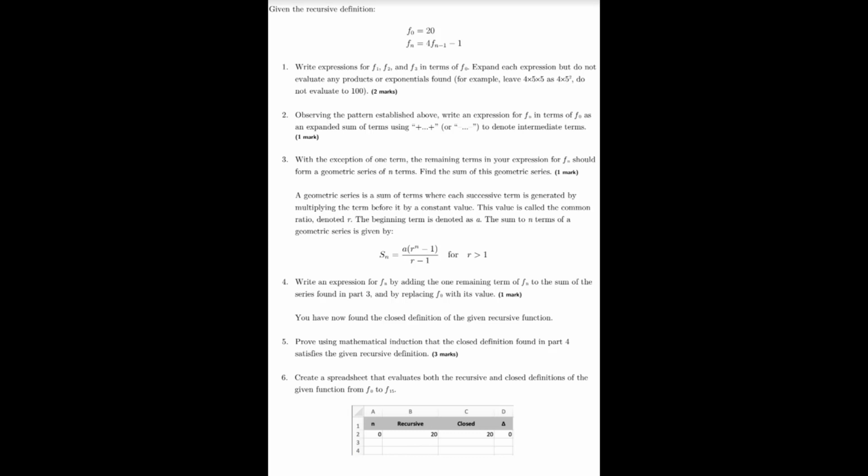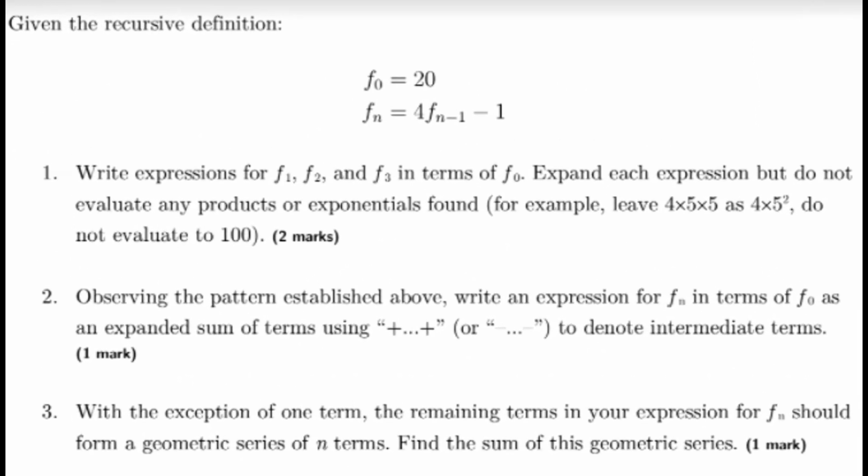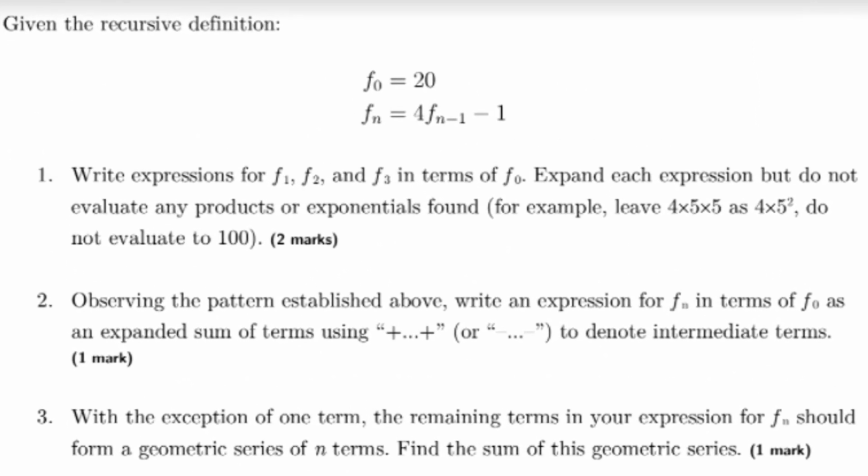So the question tells us that we're given the recursive definition f0 equals 20 and fn equals 4 of fn minus 1 minus 1. So there's the recursion because the function at the value n is a function of what that function was at the value n minus 1.